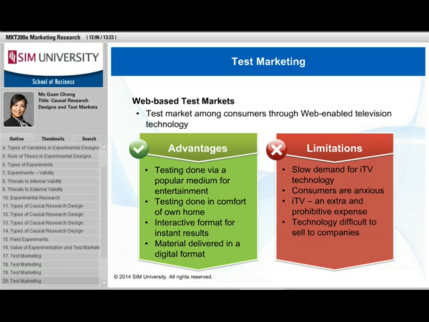The limitations include the slow demand for ITV technology. Consumers are anxious. ITV is an extra and prohibitive expense, and technology is difficult to sell to companies.